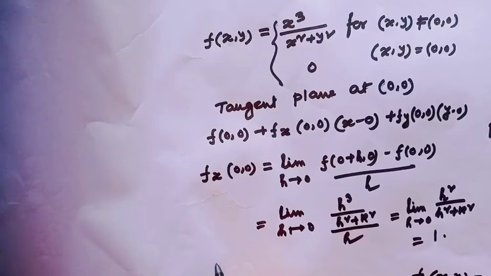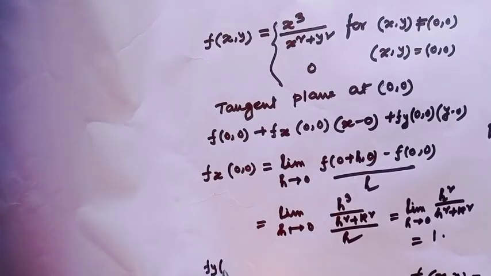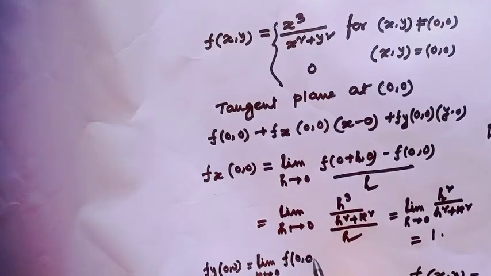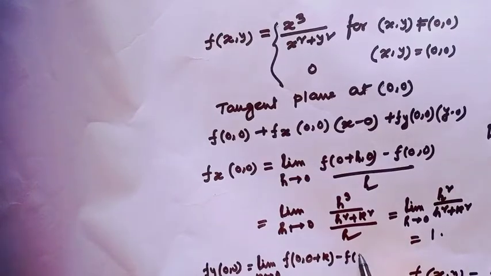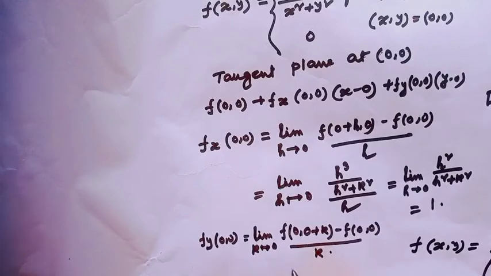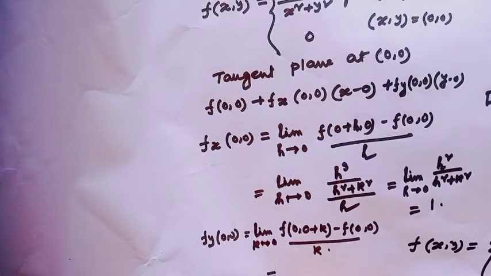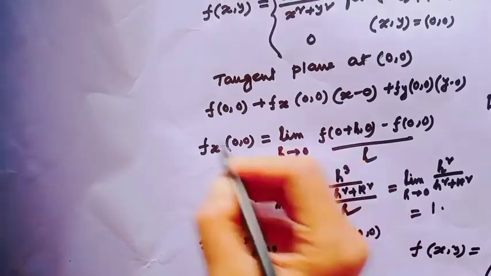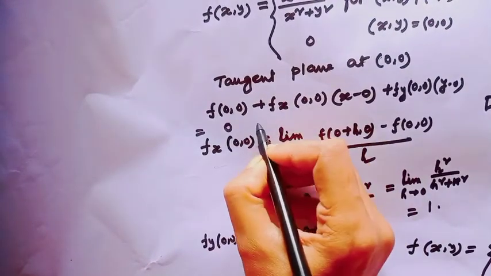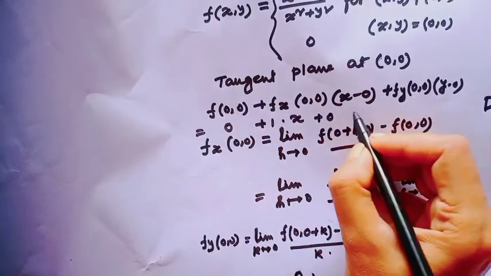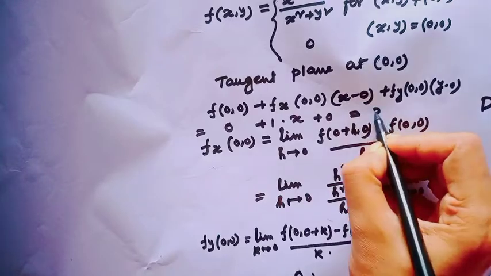The partial derivative with respect to y at the point (0, 0) will be the limit k tends to 0 of f(0, 0 plus k) minus f(0, 0) over k. And if we put the value, this value will be 0. Therefore, the equation of the tangent plane equals 0, plus the partial derivative with respect to x, which is 1, times x, plus 0. That means the tangent plane at the point (0, 0) equals x.